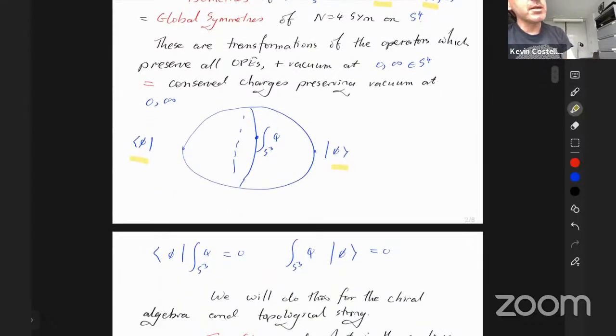So if I take my charge, integrate around the 3-sphere, and I hit it with the vacuum at 0, I get 0. Similarly with the vacuum at infinity. So think of these as the initial and final states.